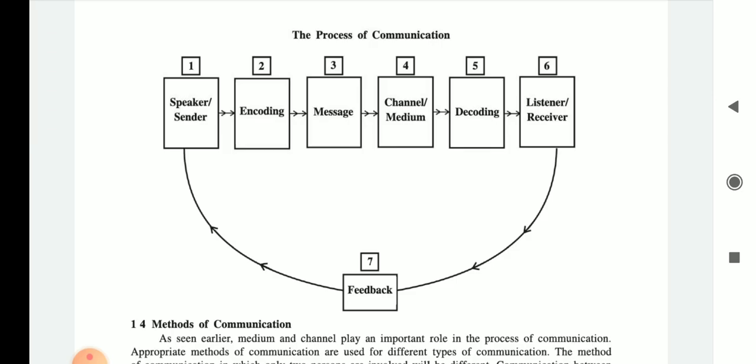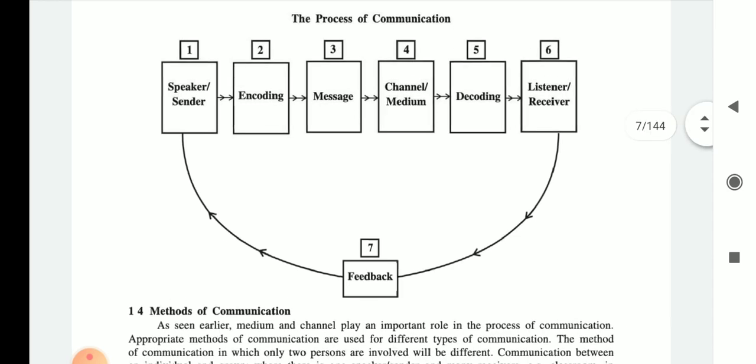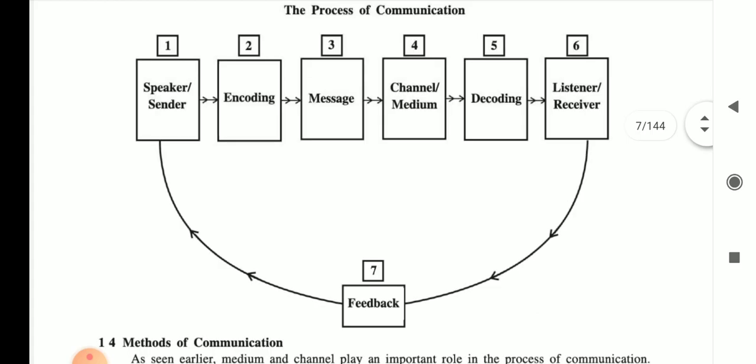The second stage of the process of communication is encoding. It means you have to generate a particular message in a proper way with meaning. That means you have to structure your sentences, your thoughts in the form of sentences. At that time, it is known as encoding. Next one is the message. The third step of the process of communication is the message. Whatever information you want to share is the message.